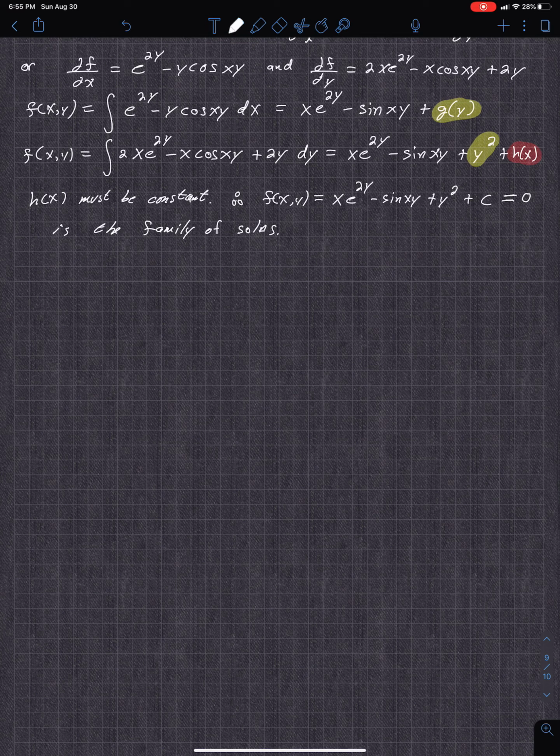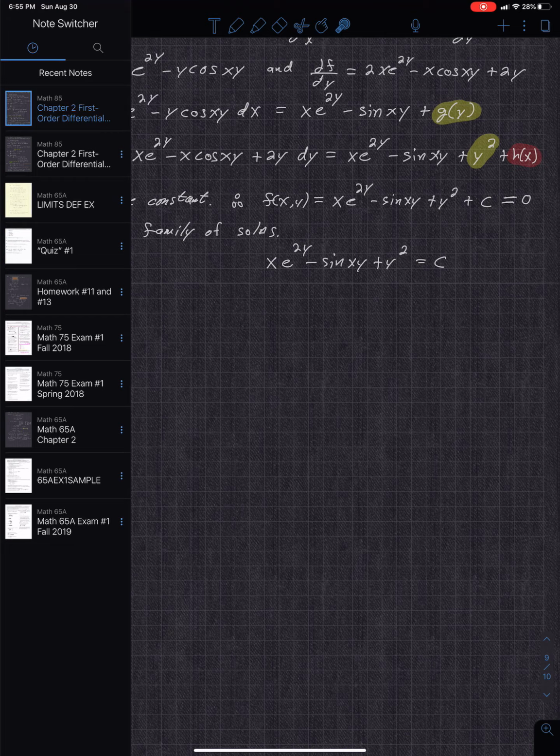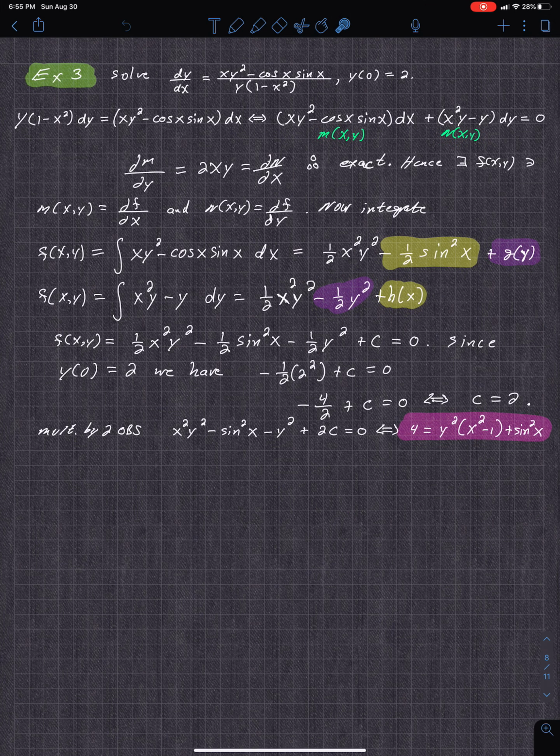Or if you want, you can just say x e to the 2y minus sine x y plus y squared equal to a constant. Because it is arbitrary. So that's what they call the family of solutions of the exact equation. Okay, and I'll show you one more. This is an initial value question. Okay, so here's example 3.